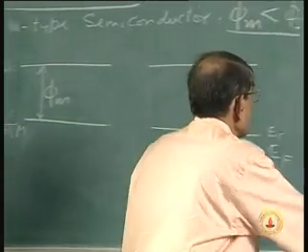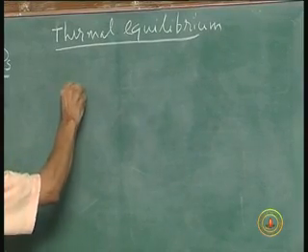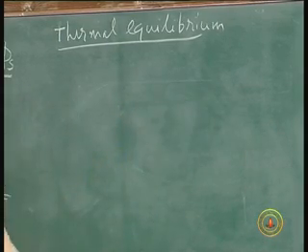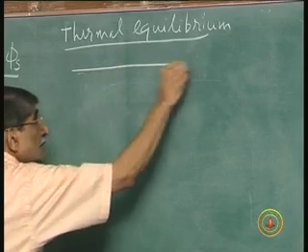So, now when you form the contact here, we draw it a bit up there, so that there is space. So, that is thermal equilibrium.